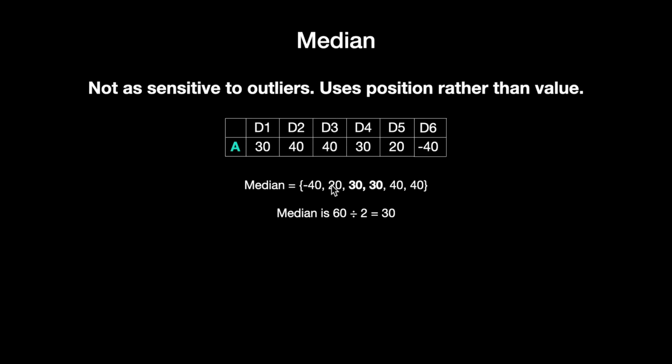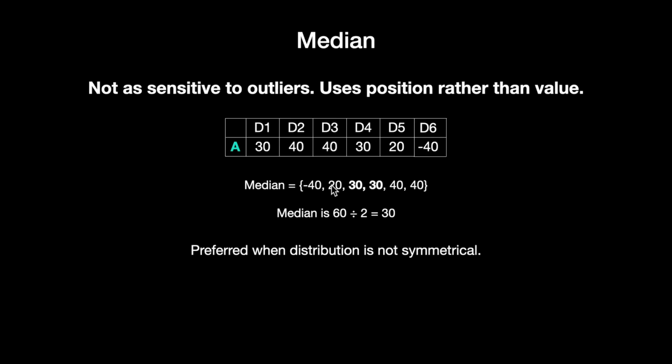Because there are 6 numbers or data points, I take the third value and the fourth value, and divide that by 2, giving me an average or median of 30. Now, median is actually preferred when your distribution is not symmetrical, which is in most real life use cases.